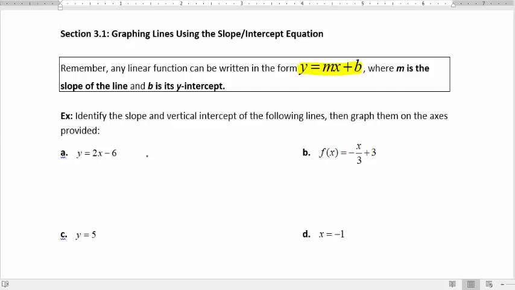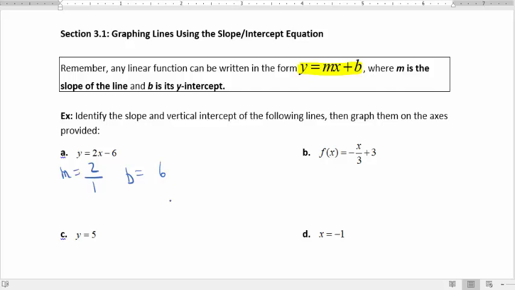So this first one here, y equals 2x minus 6, this one is already in the y equals mx plus b form. Okay, it's already solved for y, so all we have to do is identify what m and b are. So m is going to equal 2, and when we graph, we're always going to want to think of these as fractions, so it's going to be 2 over 1, and b equals negative 6.